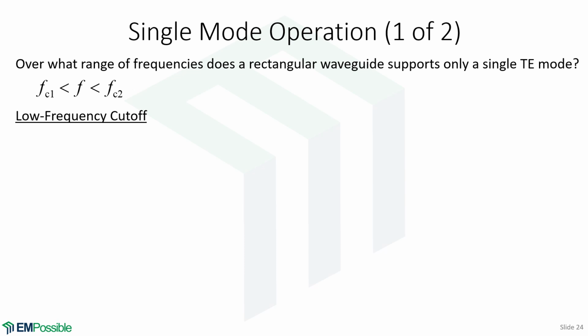And we very often want to do this. Remember, the different modes are traveling at different speeds, and that can mess up our signals. So normally we want to operate a waveguide as single mode. All right, so the low frequency cutoff. We know the low frequency cutoff. It's the TE10 mode. But what about the cutoff of the next order mode? We actually don't know what the second order mode is.